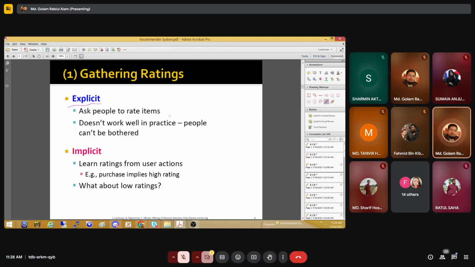And another thing is implicit, that is, learning ratings from user actions. If a user purchases an item, it means that maybe that user likes that item. If the user purchases that item again and again, maybe he liked that item very much. So that's called implicit. Based on behavior and actions, we can also find those kinds of ratings.